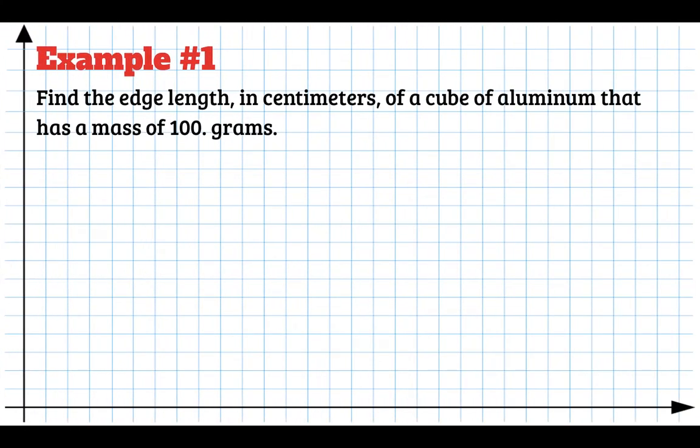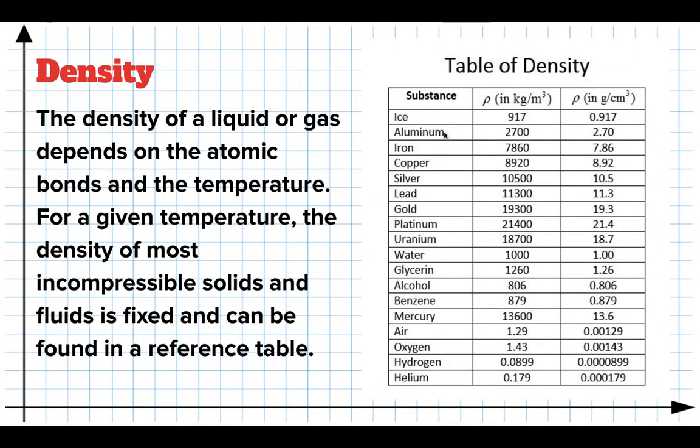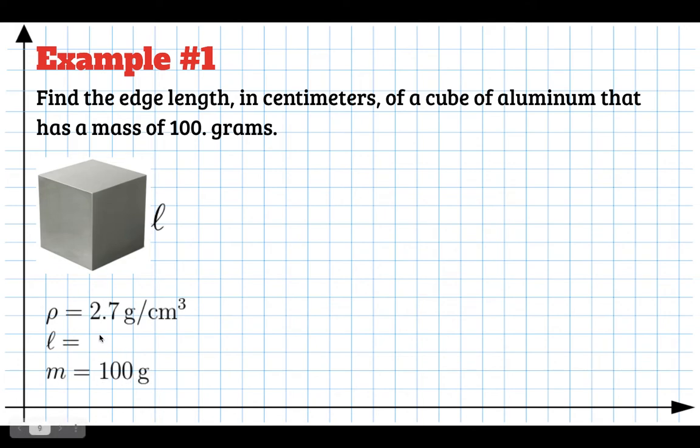So here's an example problem you might be asked to solve. Suppose you have a cube and the edge is what you're after. It's a cube of aluminum and its mass is 100 grams. Since we're using aluminum, we go to aluminum here, and since we're using grams and centimeters cubed, we use 2.7 as the density of aluminum. So here's a little diagram. It's a cube and the edge length is L. I know the mass is 100 grams, and I know the density is 2.7 grams per centimeter cubed, and I want to find the edge length.